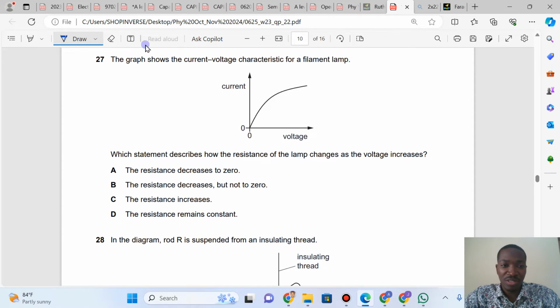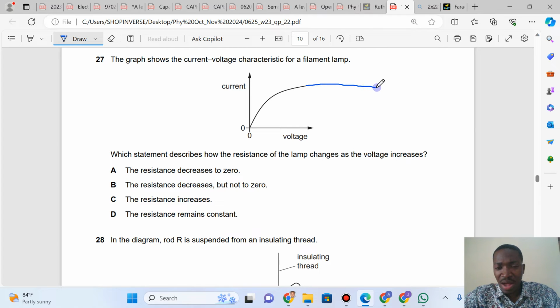Question number 27. The graph shows the current-voltage characteristics of a filament lamp. Which statement describes how the resistance of the lamp changes as the voltage increases? As voltage is increasing, what happens to current? Current is increasing, right? Then the graph becomes curved such that at some point, current stops increasing and the graph begins to go along a straight path.